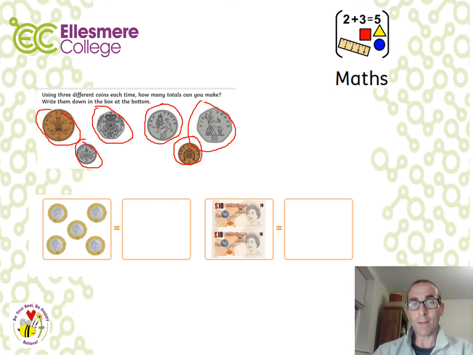So we might take the 1 pence and add it to 10 pence and add that to 50 pence and then add it to 5 pence. So using these 4 coins, I've been able to make 11 pence plus the 50, which is 61, plus the 5, which is 66 pence.